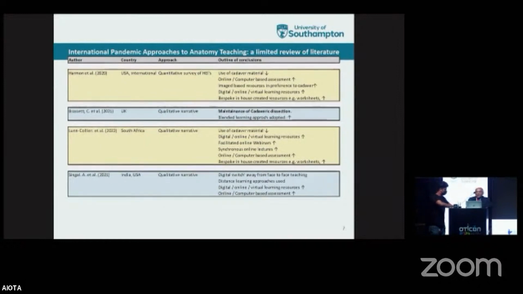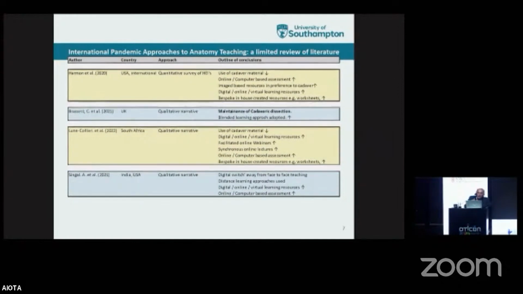And I don't know whether it is the same here in India. I'm quite happy to hear from any of you what happens here. But cadavers have a big problem in the US, and also in the UK. Online computer-based sessions have increased everywhere. The same thing happened in the UK also. Digital online virtual learning resources have increased everywhere. And then, as you can see, bespoke in-house created resources are some of the most important things here.